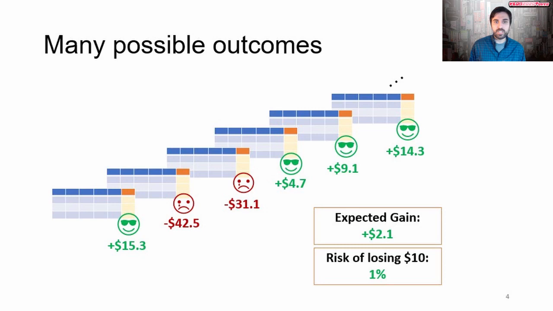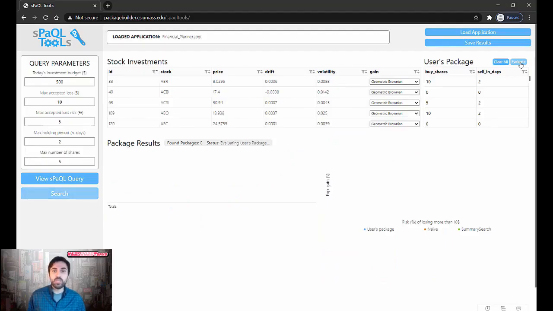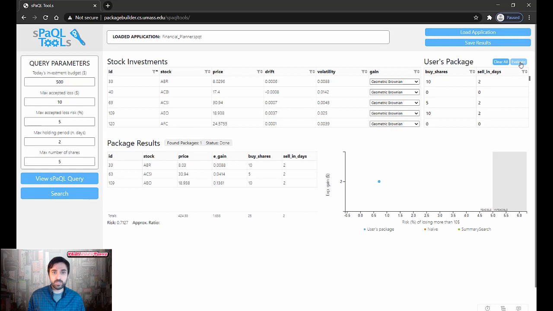What we really want is a portfolio with a high expected gain and such that the probability of losing too much money is small. We can decide, for instance, that we don't want to lose more than $10. We call the probability of losing more than $10 the risk of the portfolio. And we can say, for instance, that we want the risk to be below 5%. We can ask sPaQLTools to evaluate our portfolio for us. In this case, the portfolio has an acceptable risk, less than 1%, but the expected gain is very low. We only make $2 on average. Can we do better than that?